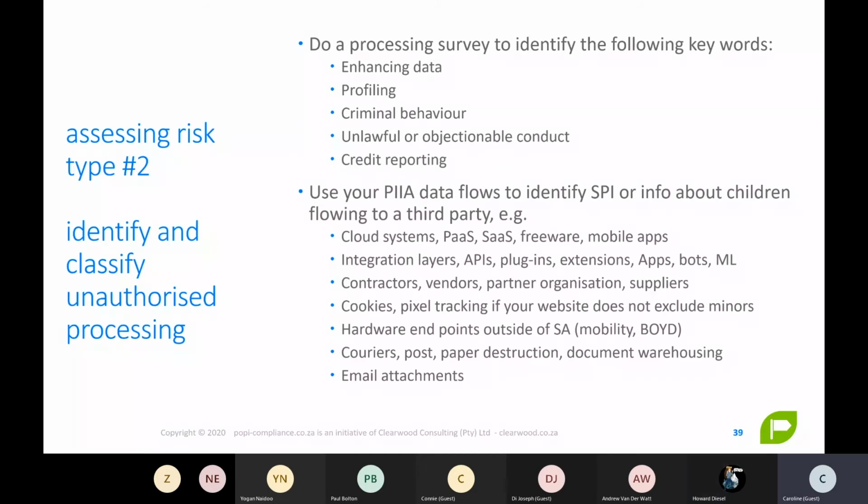Okay, risk type 2. What are we doing? Identifying and classifying unauthorized processing. What I did in other organizations that I was contracting into is I did a survey and I sent it around to the whole business. And I basically used that weighting criteria and I said, are you processing account numbers? Are you processing account numbers and you don't know why? Are you processing information about children? Do you have any health information? I basically went through a whole survey with them. And then that helped me to prioritize which departments I should worry about first.